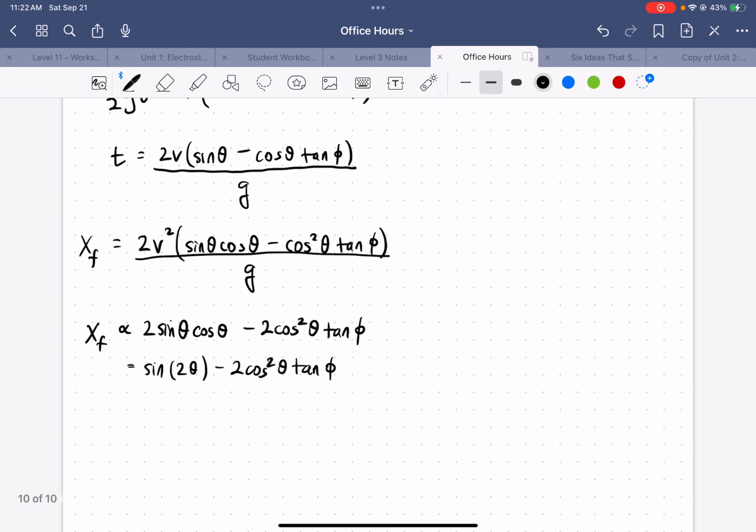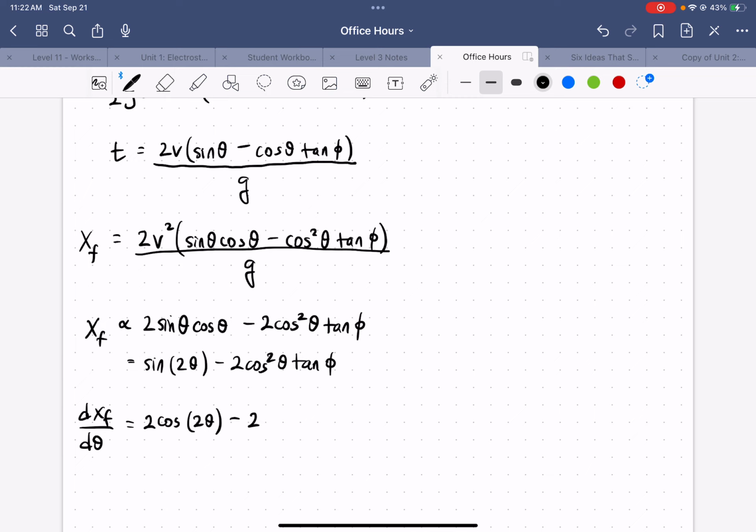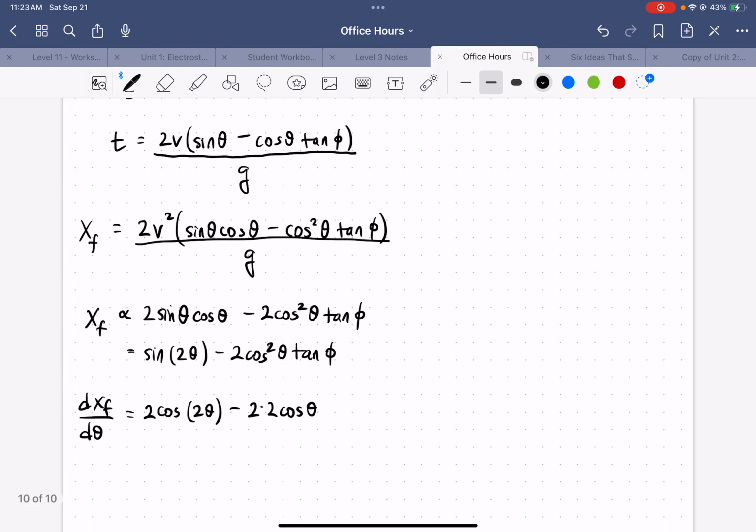So we have to know how to differentiate sine and cosine. The derivative of the sine of some function is the cosine of that function multiplied by the derivative of whatever is inside. So this will be 2 times cosine 2 theta. And then the derivative of cosine is negative sine. So applying the chain rule here, we will get minus 2 times 2 times the cosine theta multiplied by the derivative of cosine theta, which is negative sine theta, times the tangent of phi.